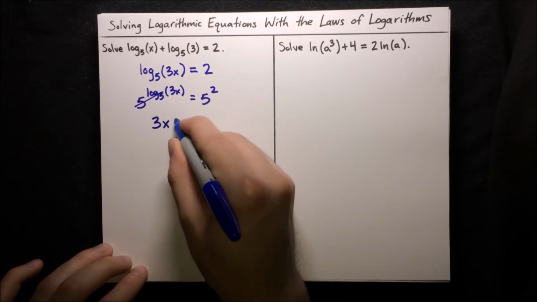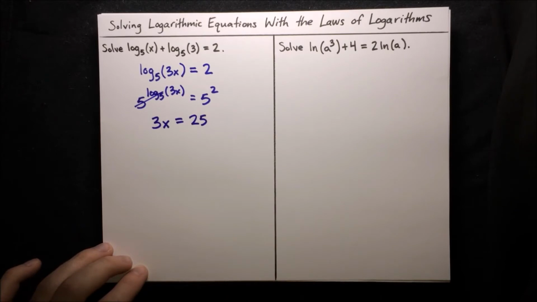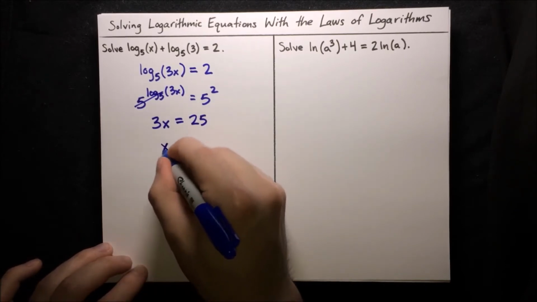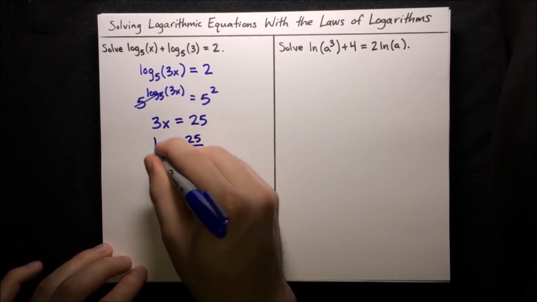So 3x equals 5 squared. 5 squared is 25. And we can just divide by 3 to get x equals 25 over 3. And there we go. There's our solution.